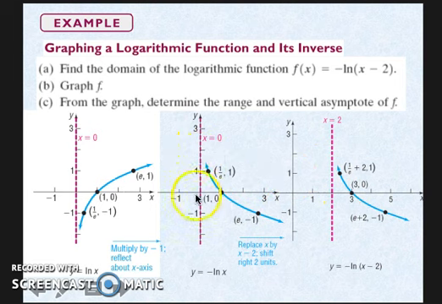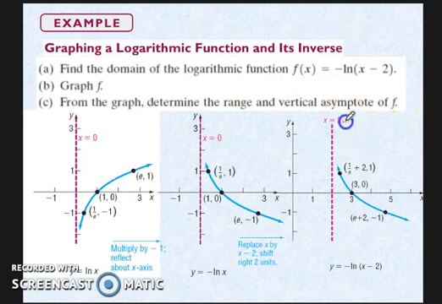See, initially the vertical asymptote was x equals 0. Because it's a horizontal shift 2 points to the right, the vertical asymptote moved 2 points here. So x equals 2, that's your vertical asymptote now. So now the domain, how will you find the domain now? The domain is 2 to positive infinity.